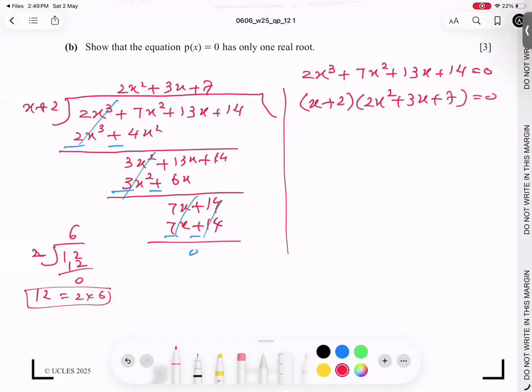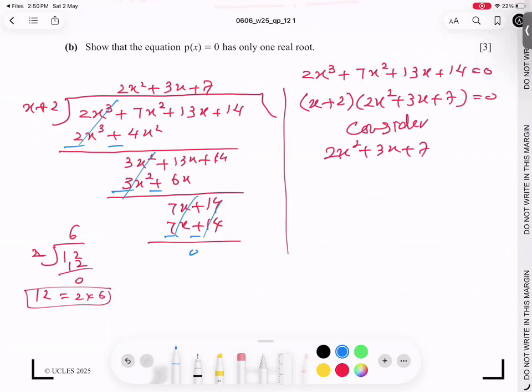Is the question complete? No. He said show that it has only one real root. And the real root is coming from here. It means this part has no real root. How to justify? You will consider this part only. Consider 2x to the power 2 plus 3x plus 7.